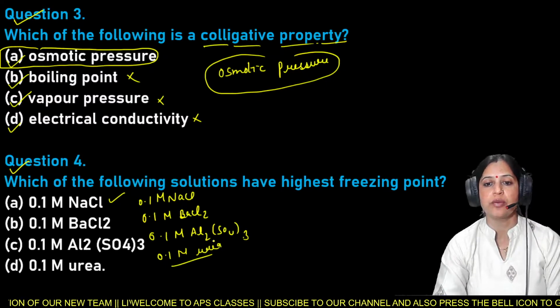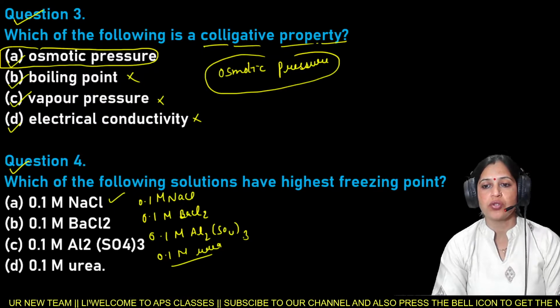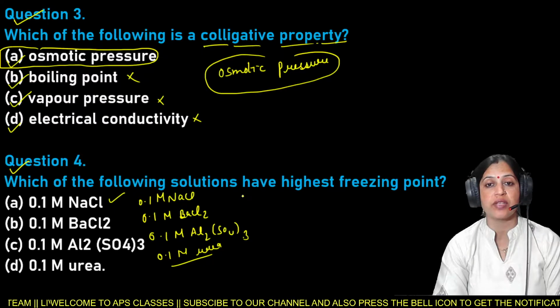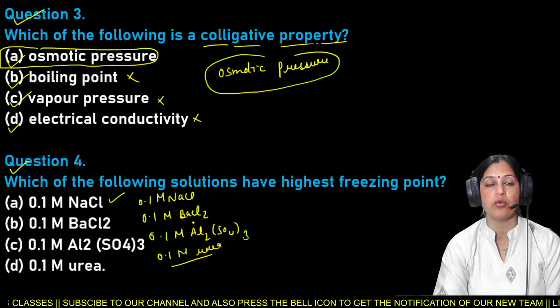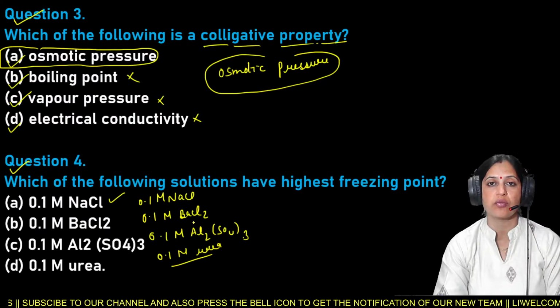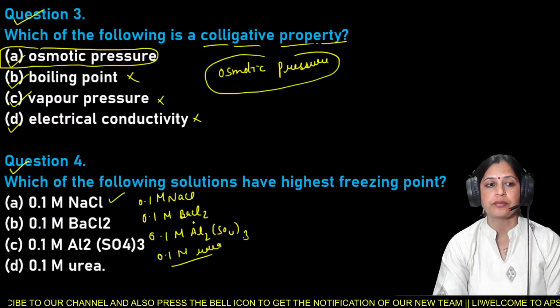Yes, good evening Aish beta. So out of these solutions, beta, which has the highest freezing point? Either 0.1 mole sodium chloride, 0.1 mole barium chloride, 0.1 mole aluminum sulfate, or the last one, 0.1 mole urea.